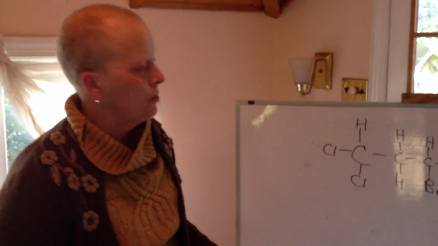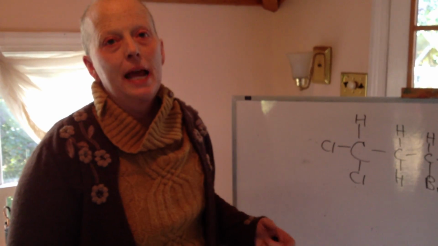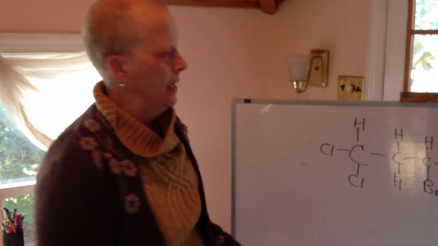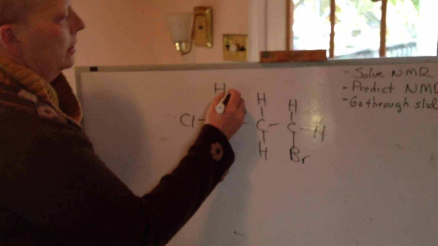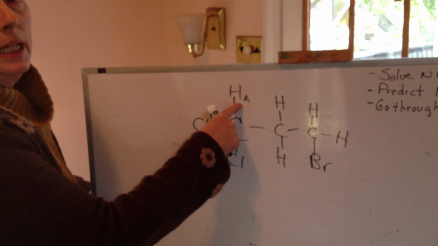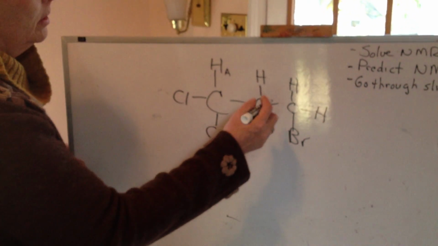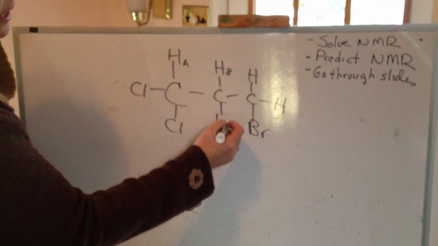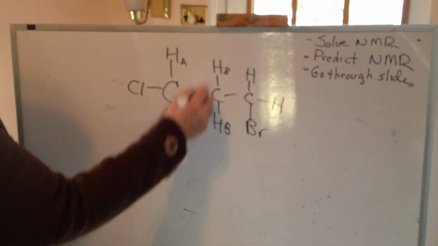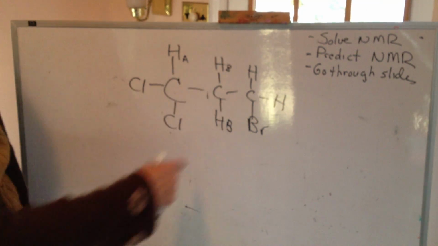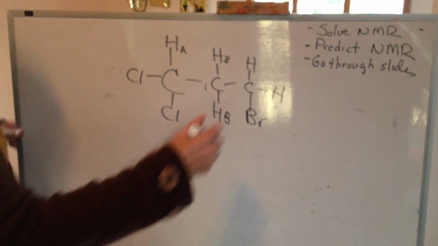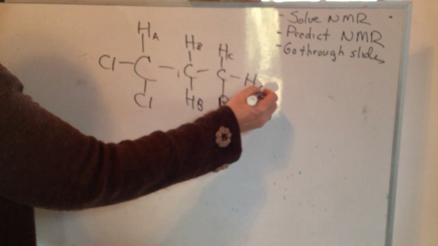So here's a very simple structure. First, let's determine how many different types of hydrogens we have. Everyone would agree that this is a unique type of hydrogen because it's 2 bonds away from these 2 chlorines. These I would both call HB. Remember, the bond is rotating here, so on average these would see the same environment. And then I'm going to call these HC.